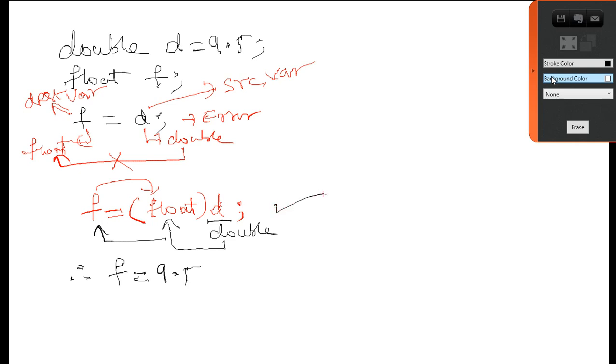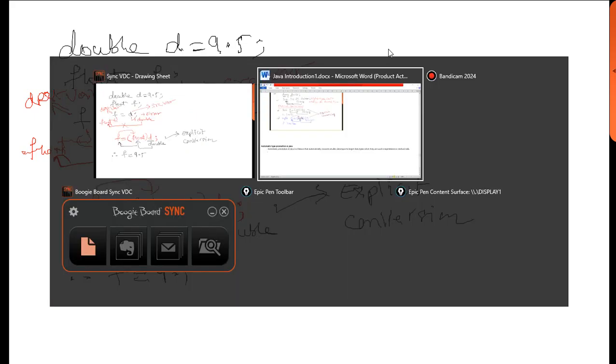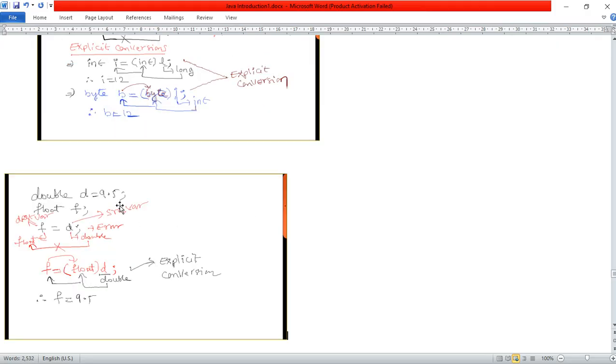Now this is correct and this is known as explicit conversion. This is what happens. Clear? So this is how we can convert ourselves from a higher type to a lower type, otherwise there will be errors. This is what explicit conversion is.